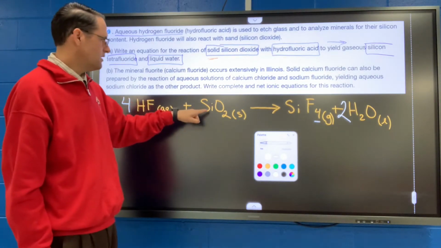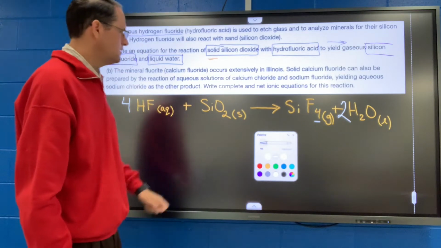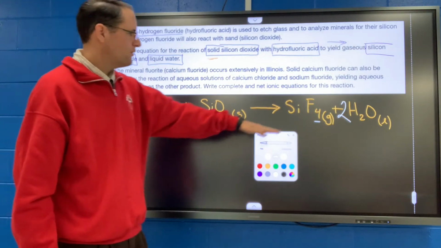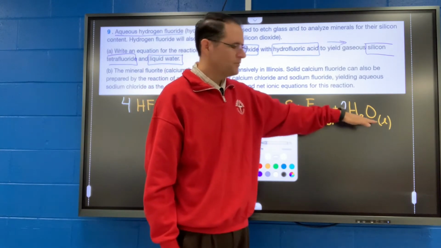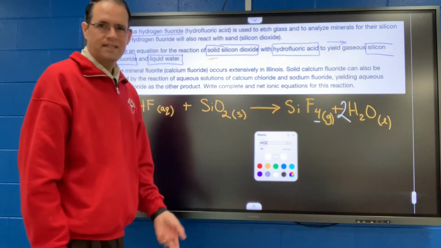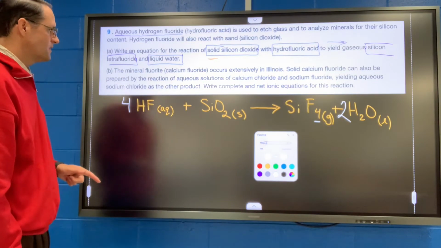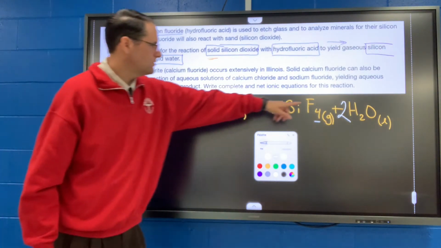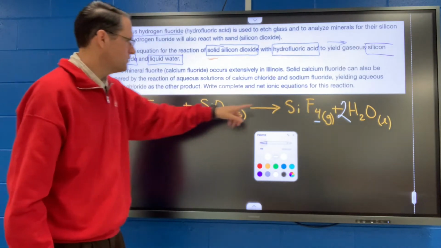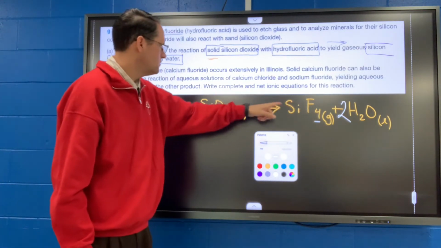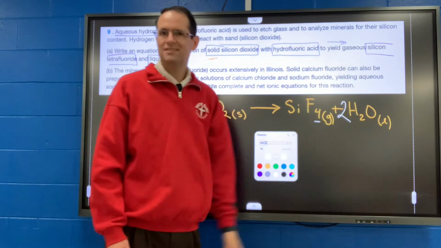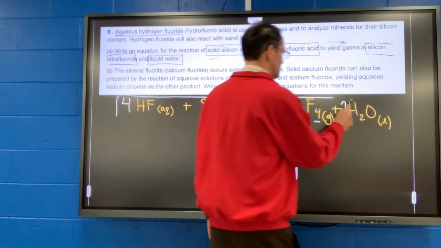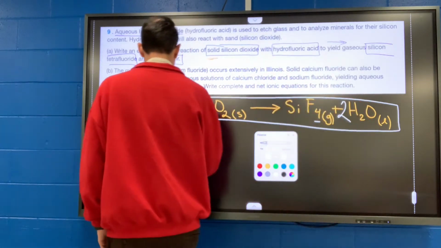Next, we want to look at silicon. Silicon's balanced, that's good. Oxygen, we have 2 oxygens in this formula here. And over here on the right, we have 2 times water, which gives us 2 oxygens. So at the end, always go back and check every single element. 4 H's, 4 H's, 4 fluorines, 4 fluorines, 1 silicon, 1, 2 oxygens, 2 oxygens. So that's good. We'll box that guy up. So this is the final answer.